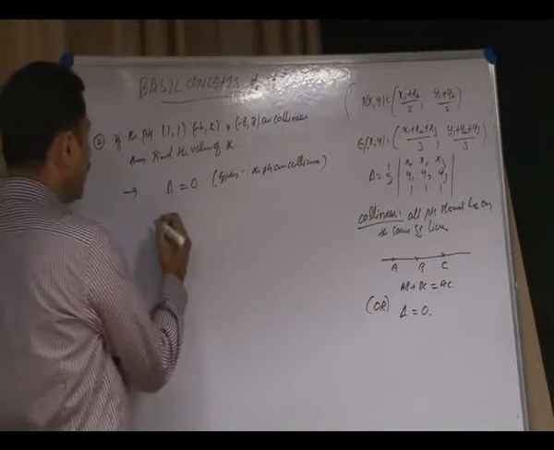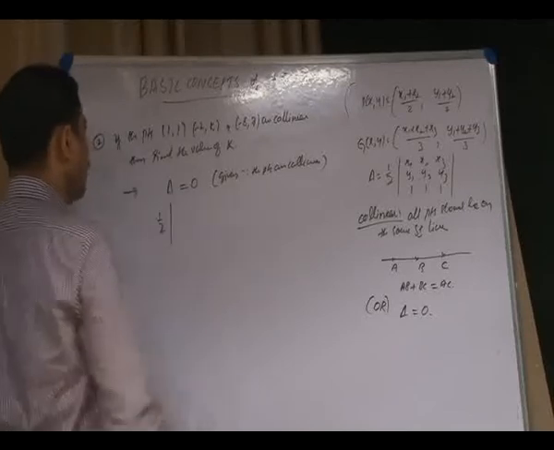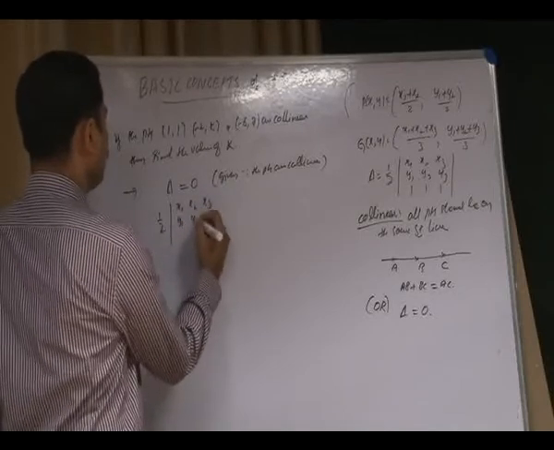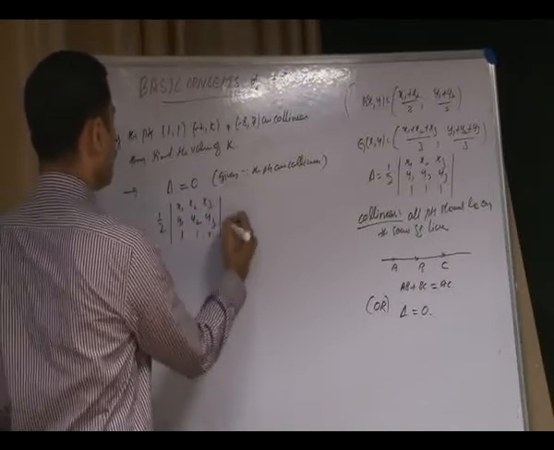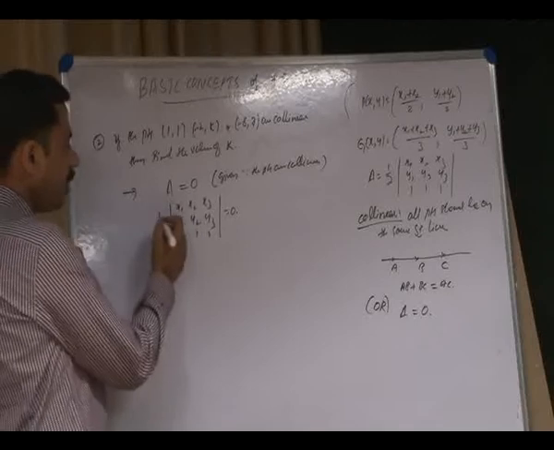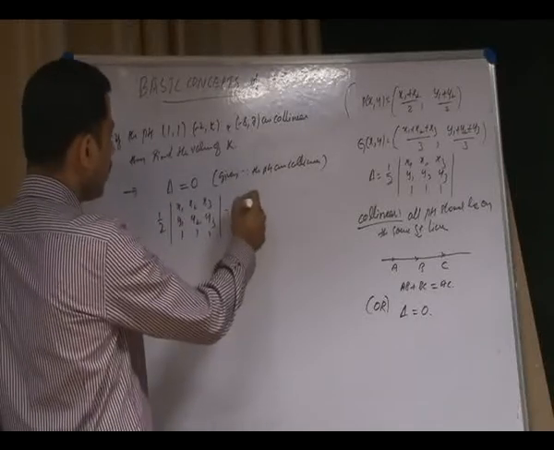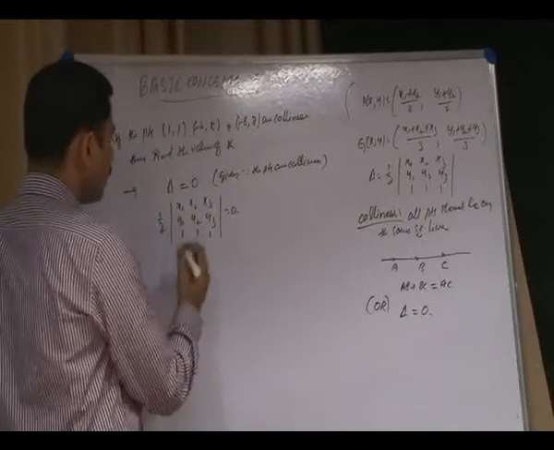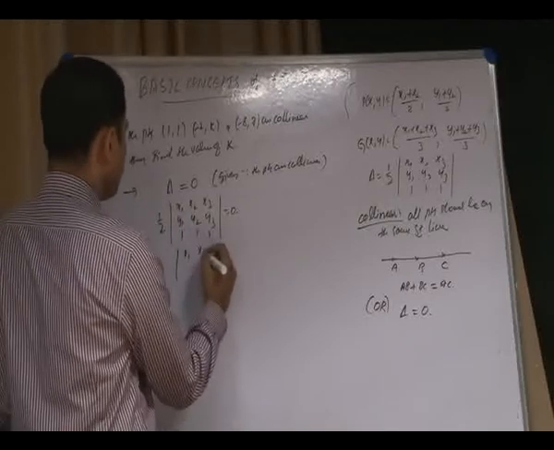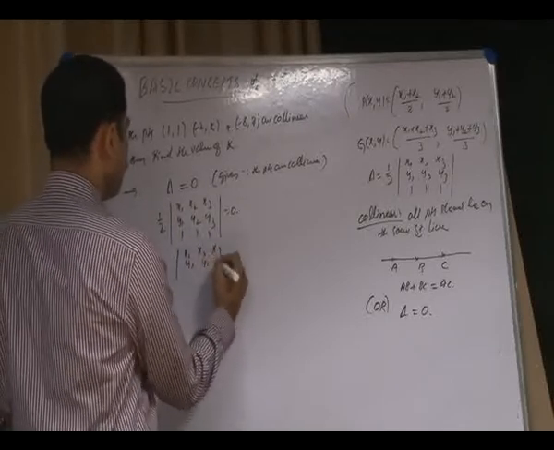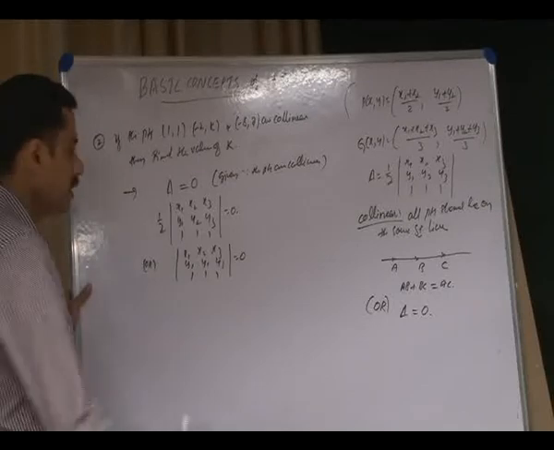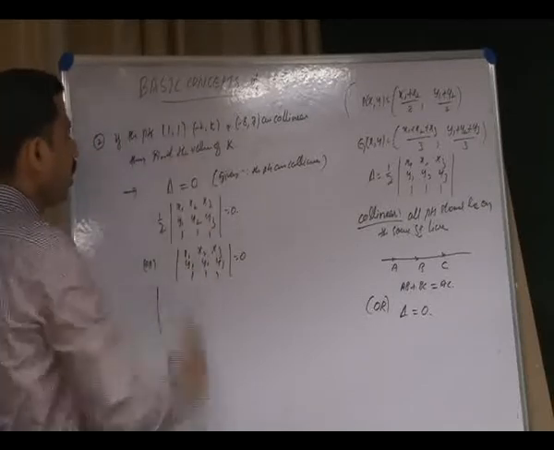So the formula for the area of a triangle is given by half into determinant of x1, x2, x3, y1, y2, y3, 1, 1, 1 is equal to 0. Area of a triangle formula. In this, if we transfer the half to the right-hand side, it becomes 0, because 0 into anything is 0. Therefore, determinant of x1, x2, x3, y1, y2, y3, 1, 1, 1 is equal to 0. So here we substitute the coordinates and simplify to get the value of the constant k.